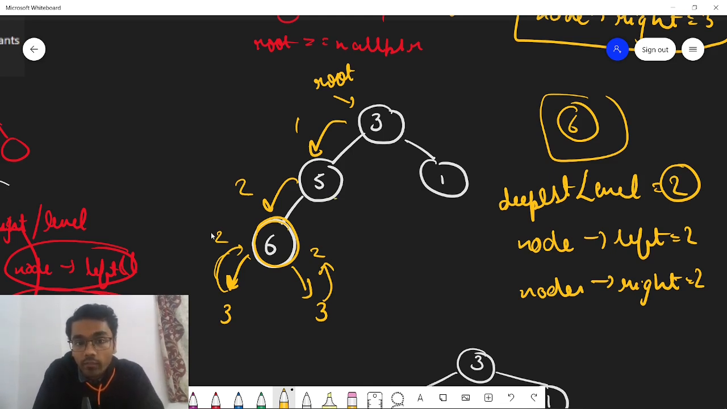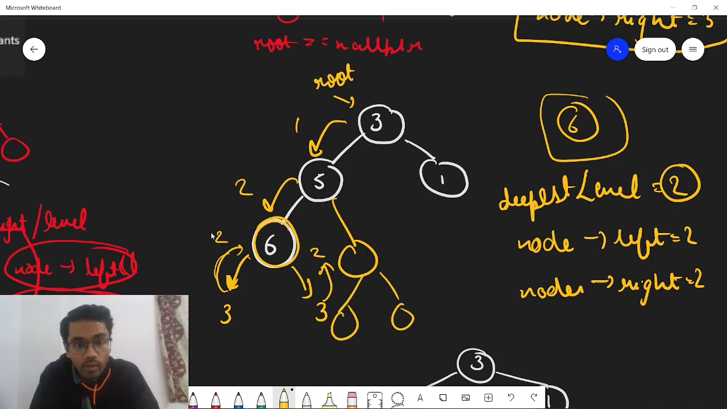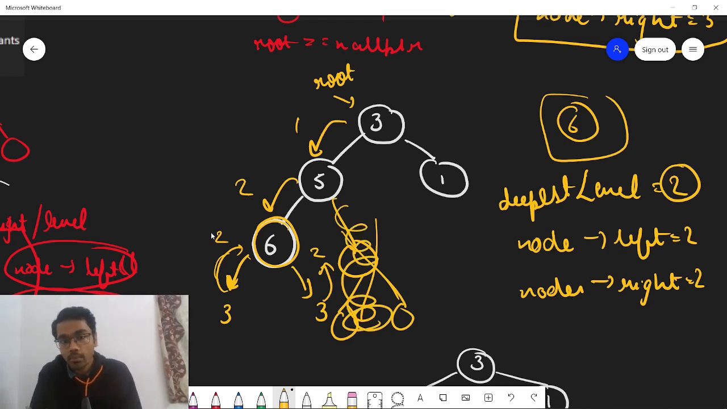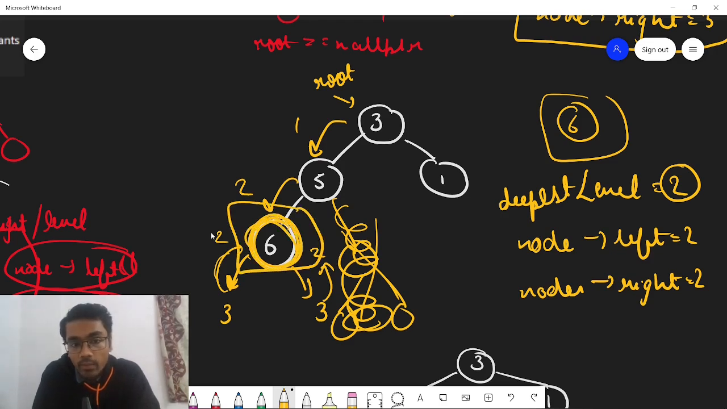If and only if we don't find anything below, or anything at the same level or more below it, then only we would be returning 6. In this case there is nothing at the same level which has the same deepest level, and there are no deeper nodes below it. So in this case 6 is the deepest node. Since it is the only deepest node, we will be returning 6 in this case. So in this case we returned 6.